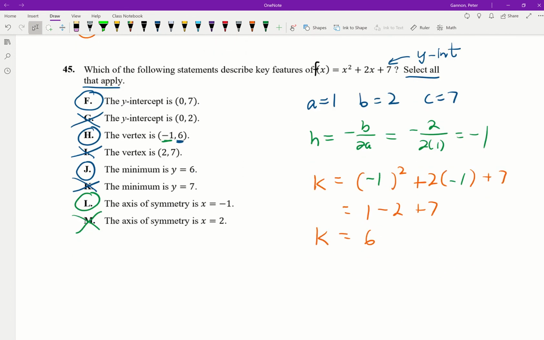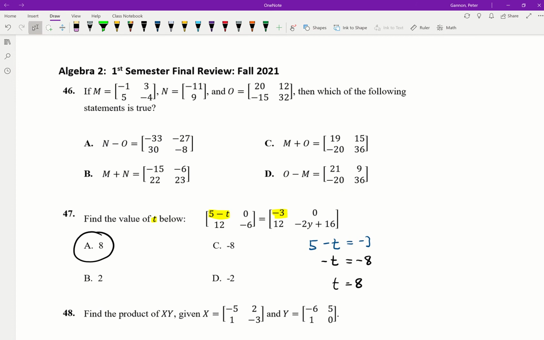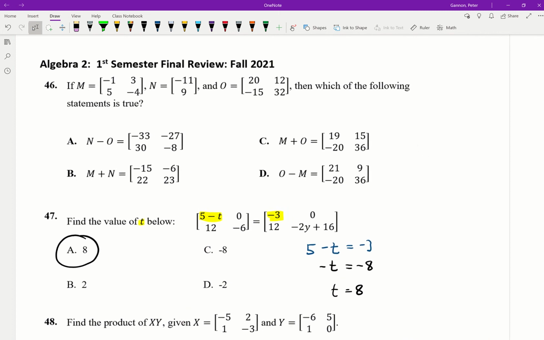All right, moving on to 46. All right, so for 46, you could do this on a calculator. I'm not going to, just because I think this type of problem, when you're adding and subtracting, is easier done without a calculator. So I'm trying to figure out which of these is true. The first one says n minus O. Well, n is a 2x1 matrix. O is 2x2. I cannot add or subtract those together. Different dimensions. So that's out.